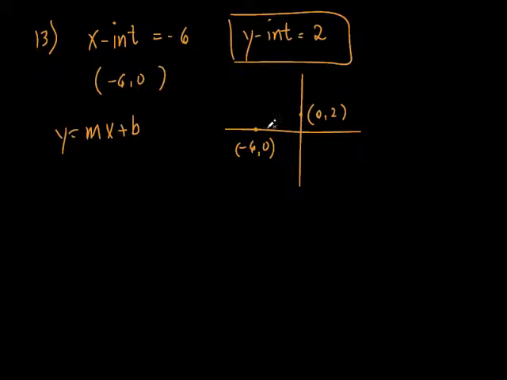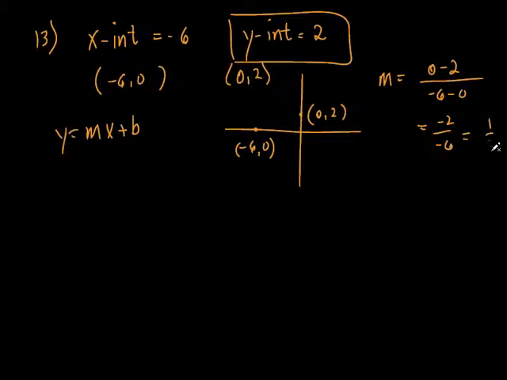So what you can do, since you know 2 points, you can find the slope of it. Exactly right. So let's find the slope. Slope is change in y over change in x. So it's 0 minus 2 over the change in x, which is negative 6 minus 0. So that is negative 2 over negative 6, which is positive 1/3. Right?